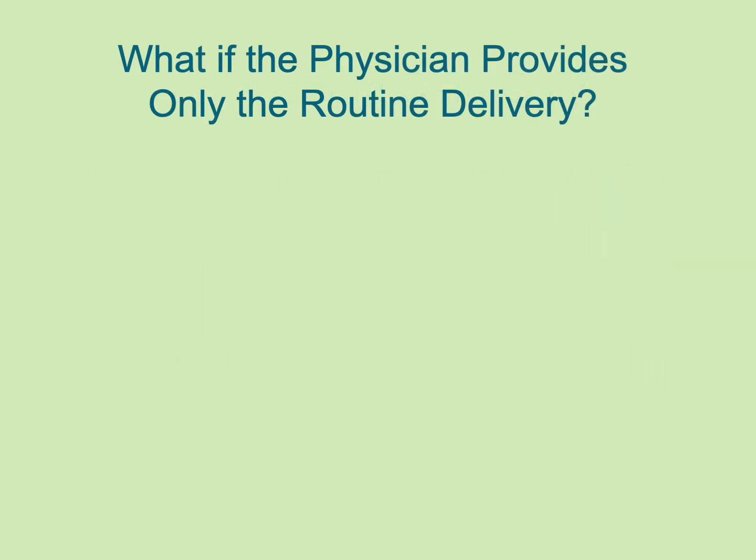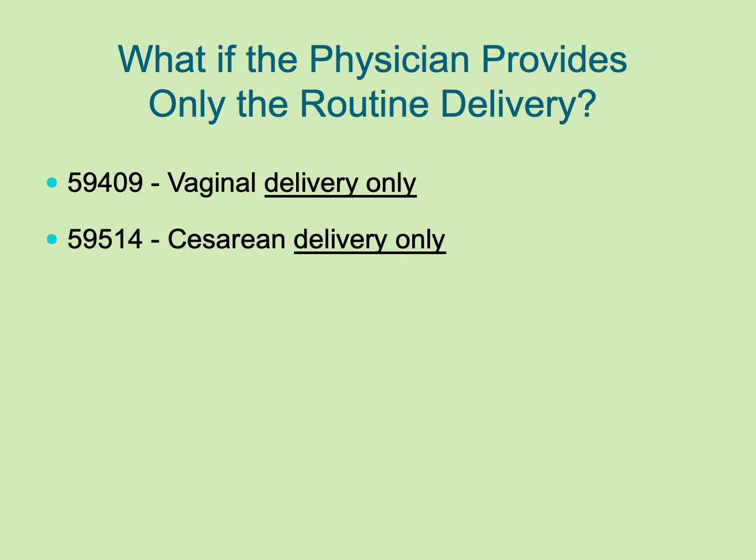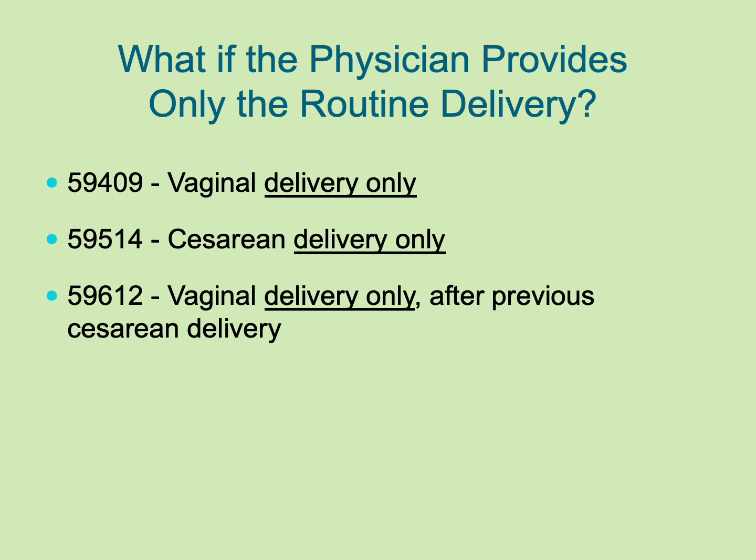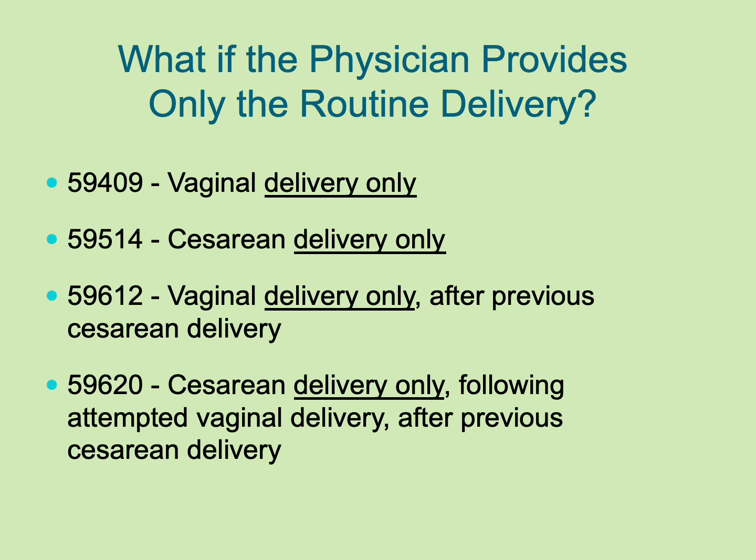What if the physician provided only the routine delivery? You have 59409, vaginal delivery only, 59514, cesarean delivery only, or 59612, vaginal delivery only after previous cesarean, and 59620, cesarean delivery only following attempted vaginal delivery after previous cesarean. And again, there's that following attempted vaginal delivery, which you don't really need to deal with. So there are 4 possible codes if only delivery is done.